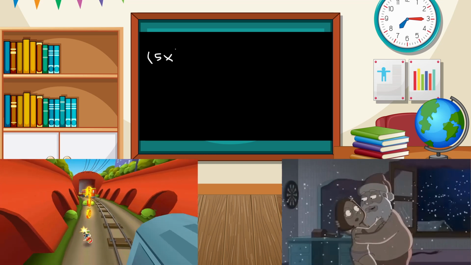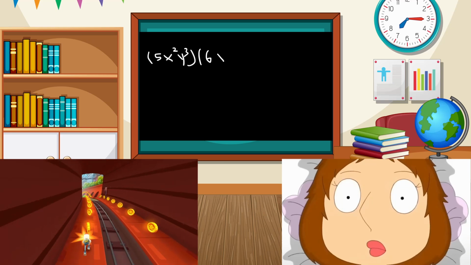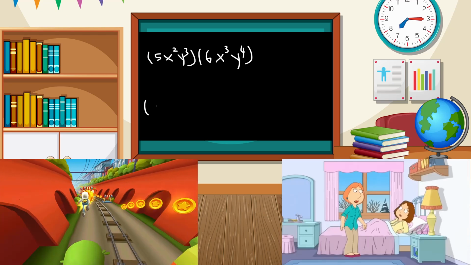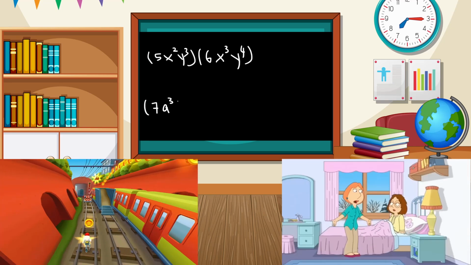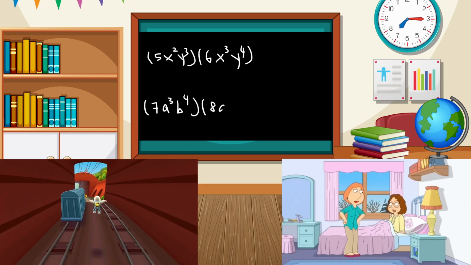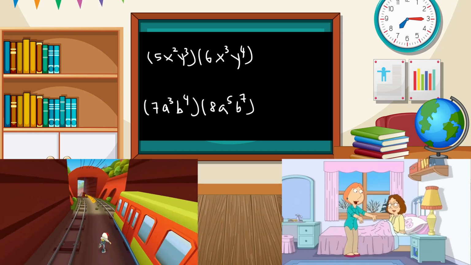So multiply 5x squared y to the 3rd by 6x cubed y to the 4th. And then try this one: 7a to the 3rd b to the 4th times 8a to the 5th b to the 7th power.